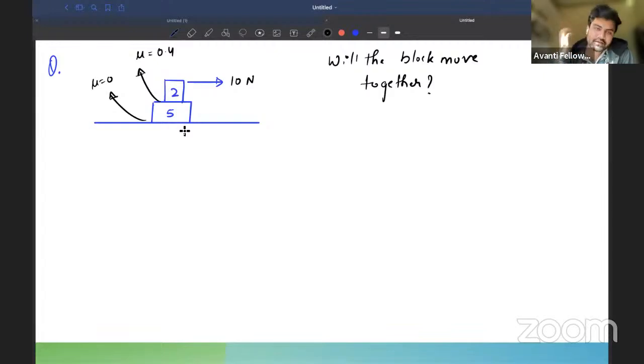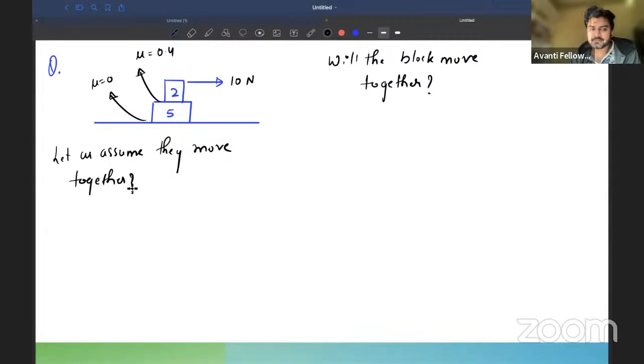करने का तरीका, the method is very simple. Method is starting from assumption. So what is that assumption? Let us assume they move together. मान लो ये साथ में चल रहे हैं, ठीक है? If they are moving together, I can assume them as one body. एक body मान सकते हैं.